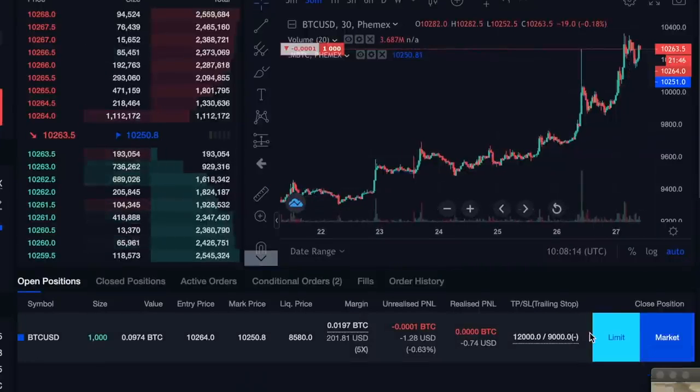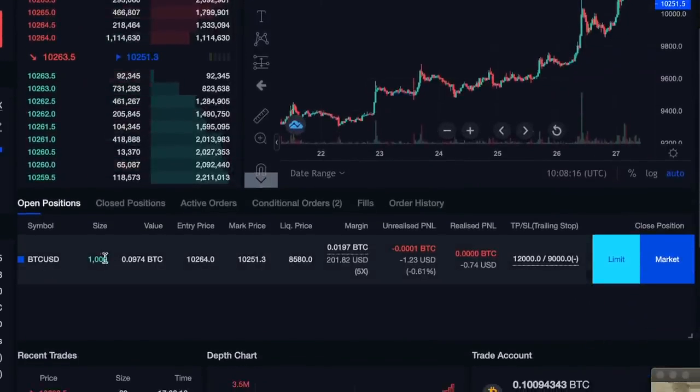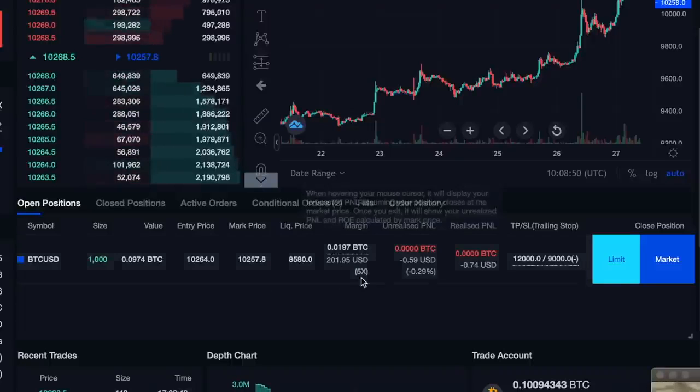All right, if we go down a little bit here, you can see Bitcoin USD. This is our position size, 1,000 contracts. The value is approximately 0.1 Bitcoin. This was our entry price. This is the current price. This is the liquidation price. Very, very important yet again. And this is the margin that was used to put up this position, which is worth approximately 200 US dollars because this was a 5x leverage. And as you can see here, if you take $200 times 5, you get the position size of 1,000 contracts. This is the whole mechanism of leverage trading.